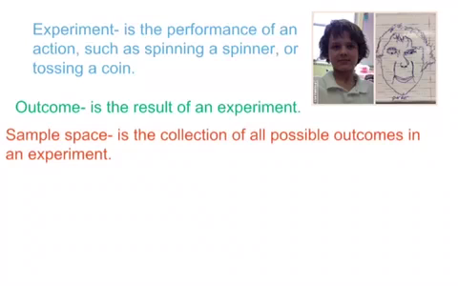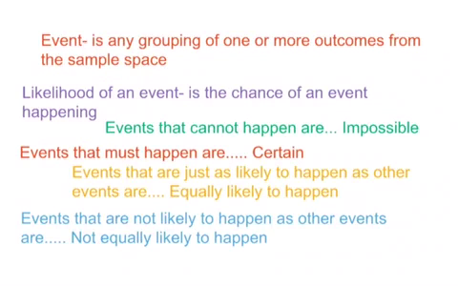Alrighty, an experiment is a performance of an action, such as spinning a spinner or tossing a coin or rolling a dice. Outcome is the result of that experiment, and then a sample space is the collection of all possible outcomes in an experiment. An event is any grouping of one or more outcomes from the sample space. Likelihood of an event is the chance of an event happening.